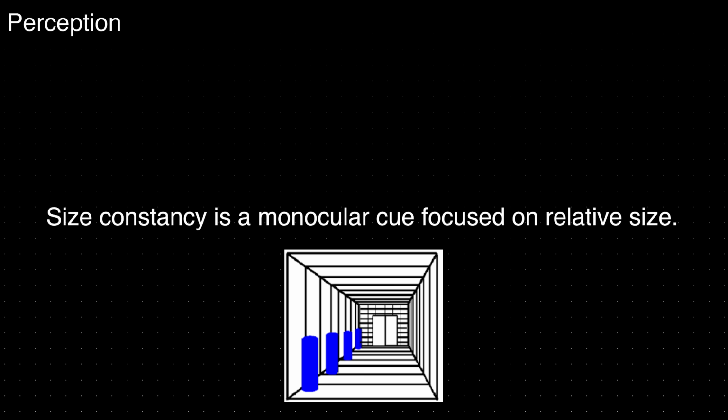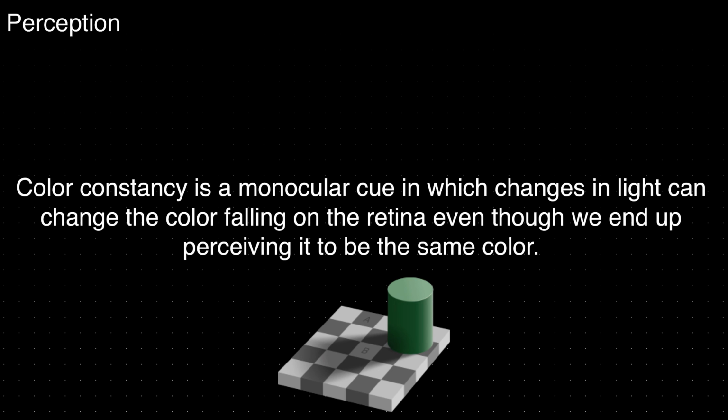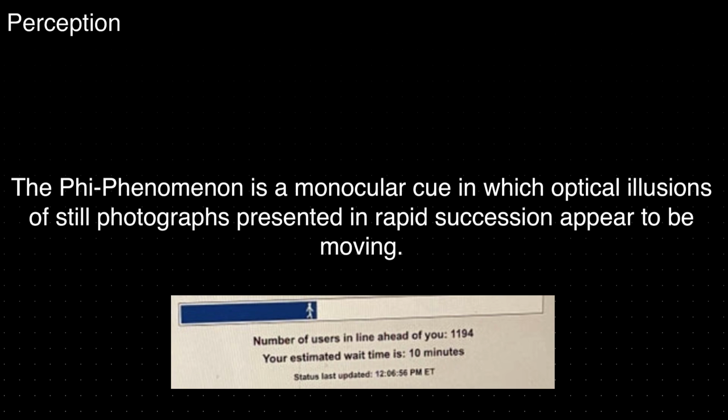Size constancy is a monocular cue focused on relative size. Shape constancy is a monocular cue in which a changing shape will still maintain the same shape perception. Color constancy is a monocular cue in which changes in light can change the color falling on the retina even though we end up perceiving it to be the same color. The phi phenomena is a monocular cue in which optical illusions of still photographs presented in rapid succession appear to be moving. The phi phenomena is also called the motion picture effect.